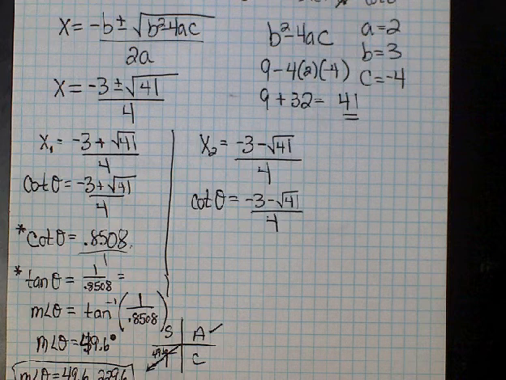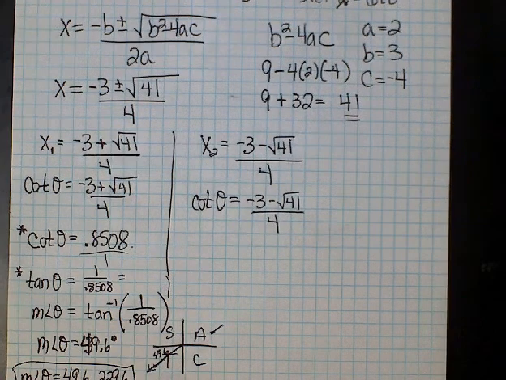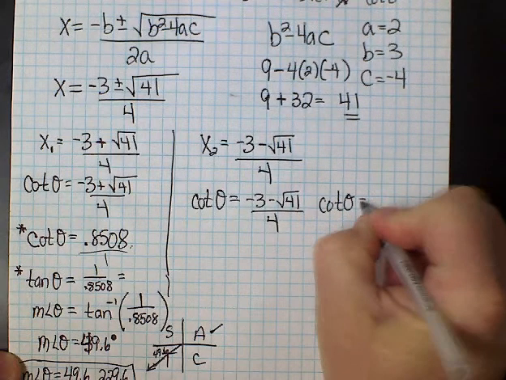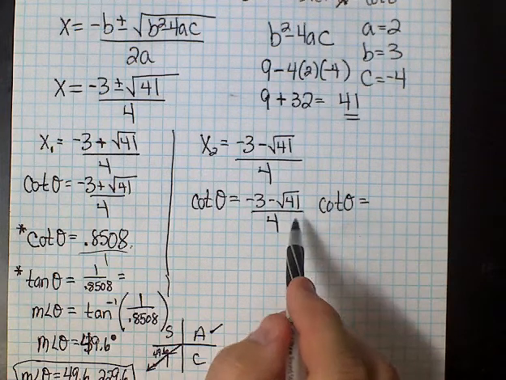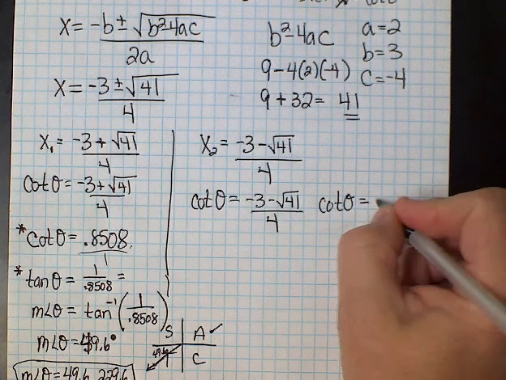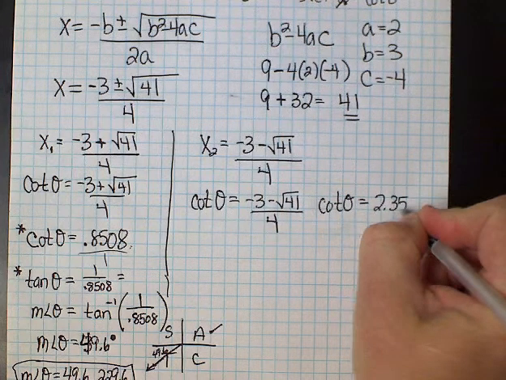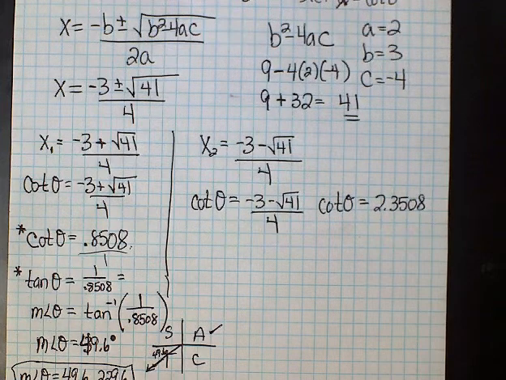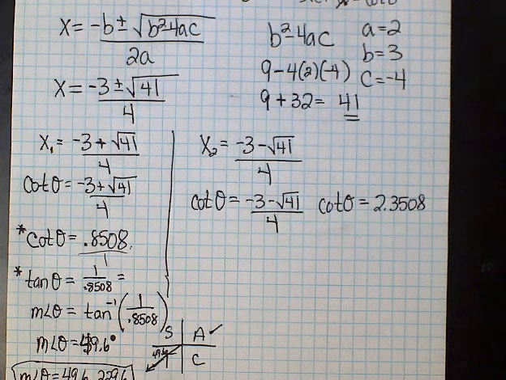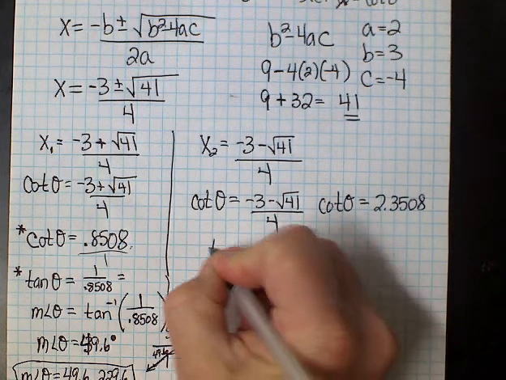Did we get through it? We did? Okay, so here we go. When we go back to this, same thing. I'm going to say cotan of theta is equal to, when we took -3 minus the square root of 41 over 4, what decimal did we get? 2.3508. Take it about 4 places just to make sure you don't give yourself an error. If you don't go out at least 4 places, you might have an error if we're going nearest 10th or nearest 100th.